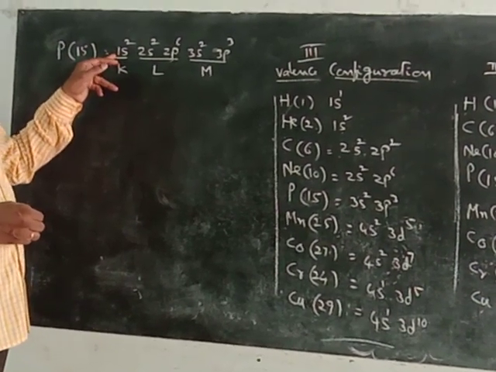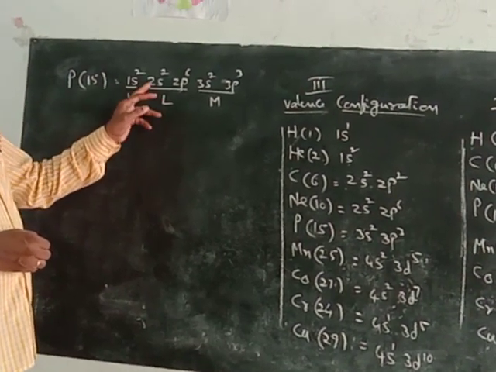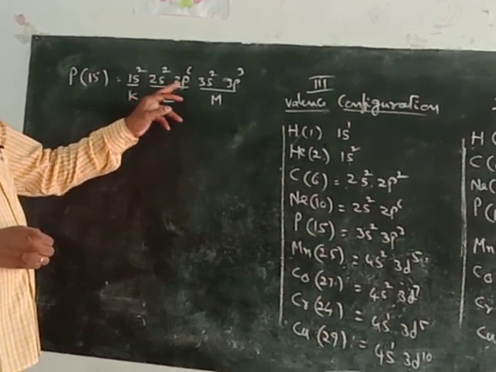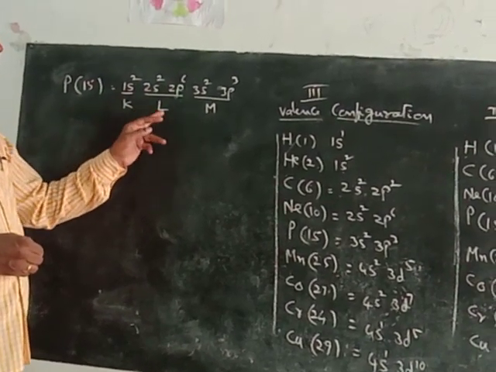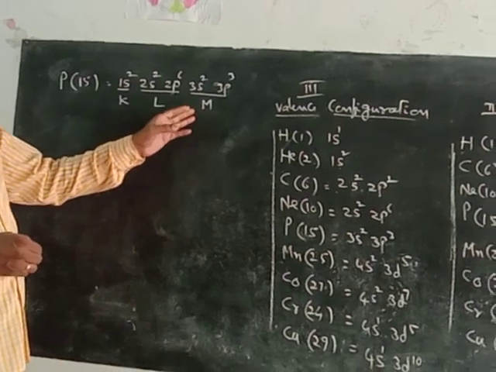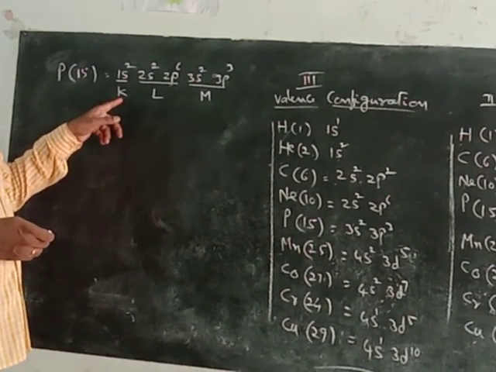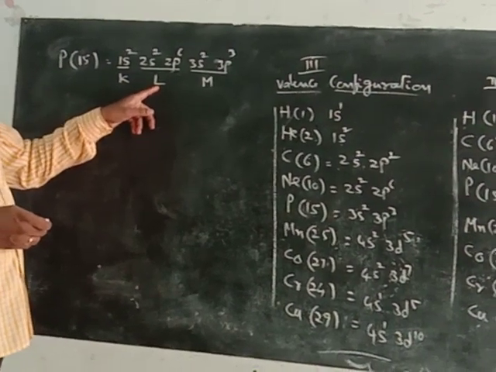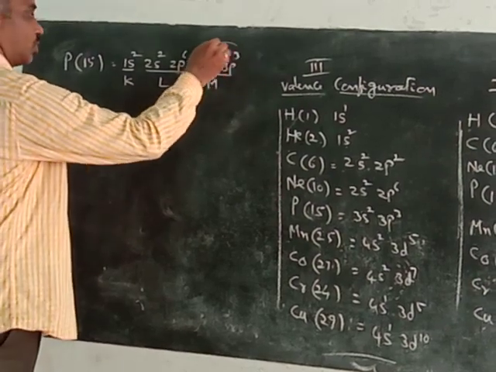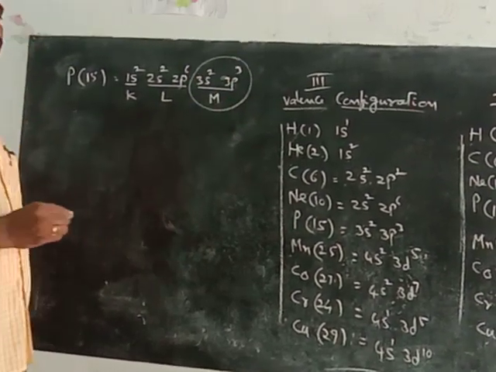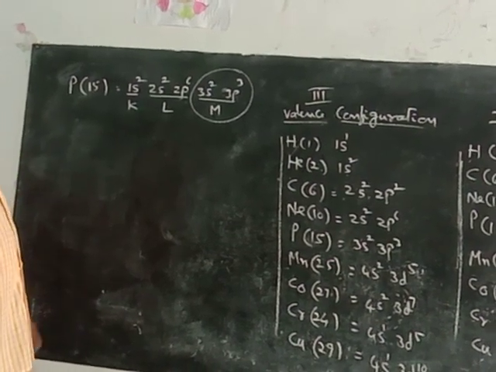The first orbit is 1s. This 1 indicates the number of the orbit, the principal quantum number, that is K. The next shell is 2, which means 2s and 2p. The second shell consists of 2 orbitals, 2s and 2p, so the second shell is L. The third one is M. The orbit near the nucleus is K, the second shell is L, and far away from the nucleus is M. So this is the outermost orbit, and this configuration is called the valence configuration.